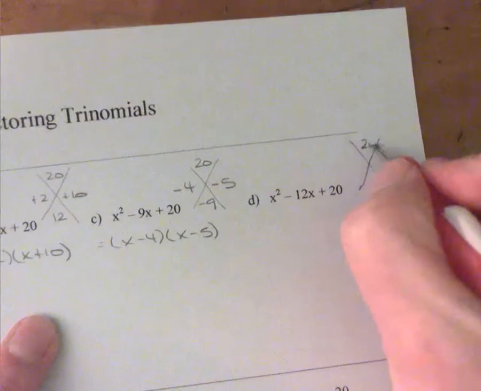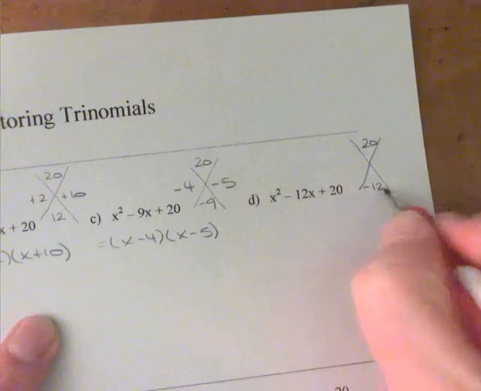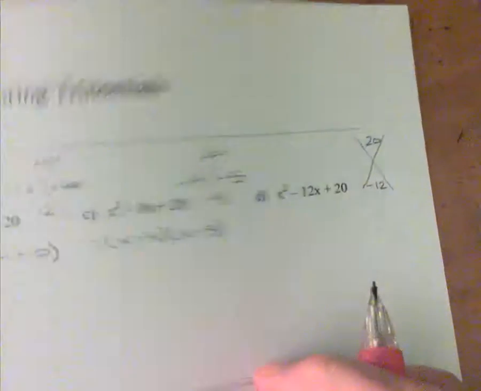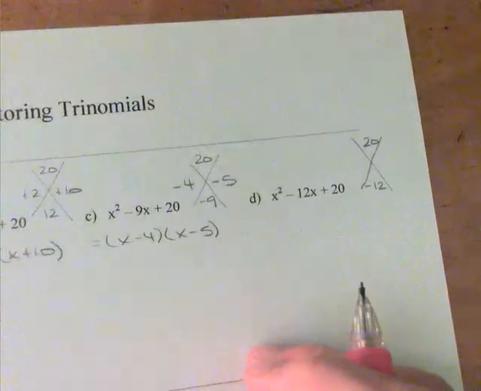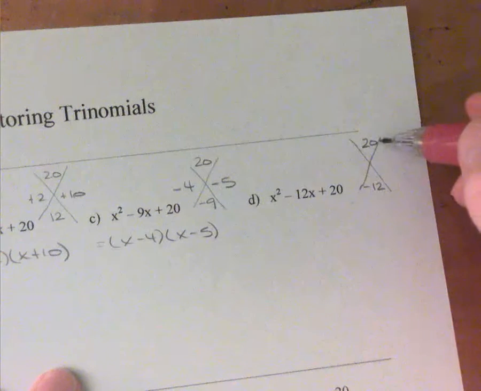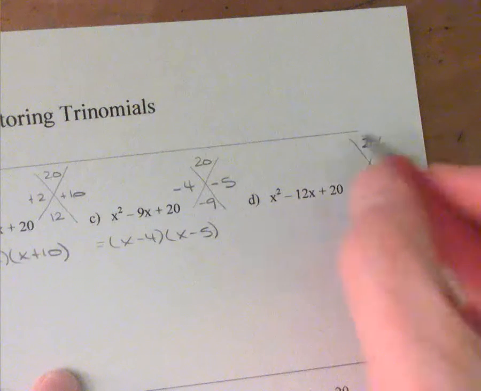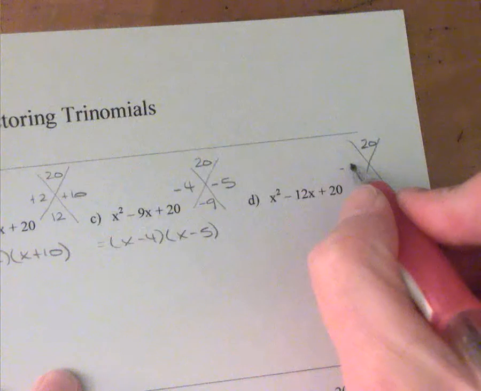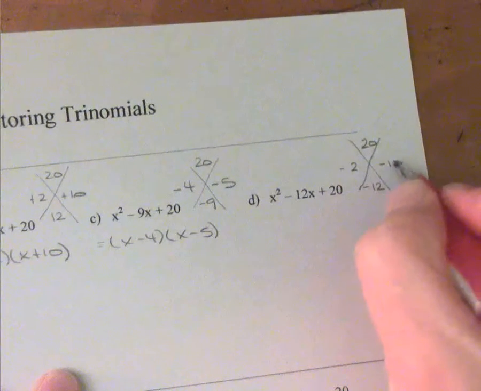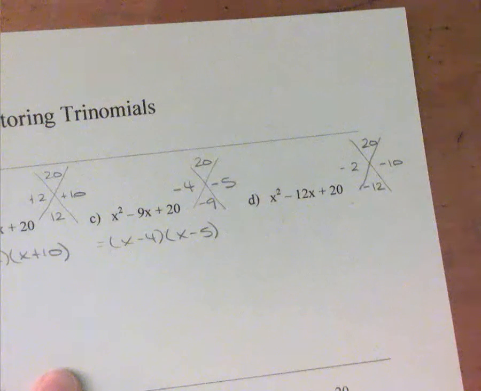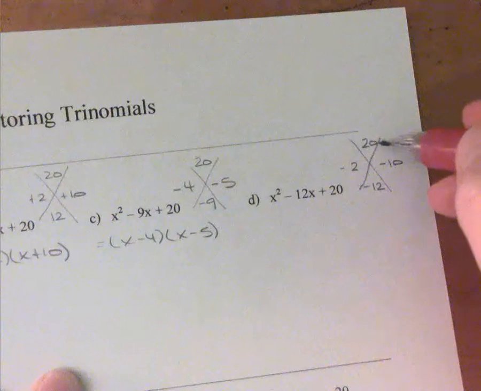So I have a product of 20 and a sum of minus 12. So I look, I have 1 and 20, 2 and 10, and 4 and 5. So I want to get to minus 12. So minus 2 and minus 10 will give me minus 12, and we'll multiply to positive 20.